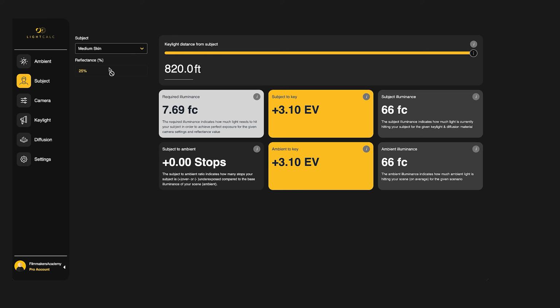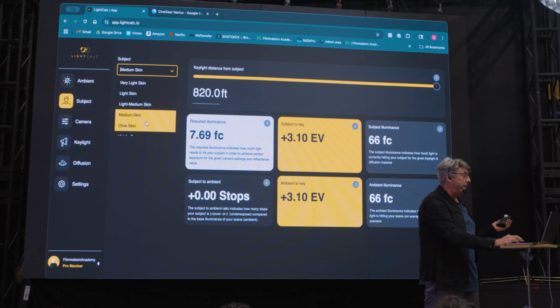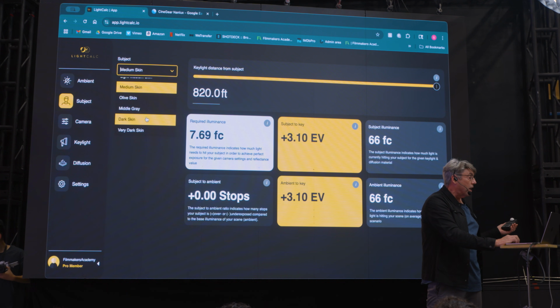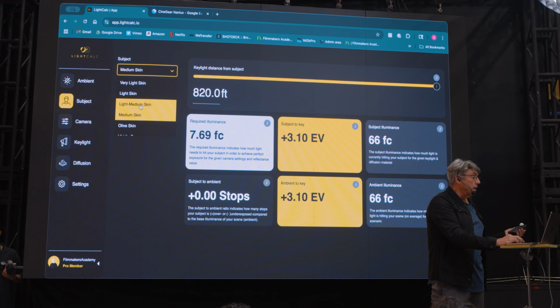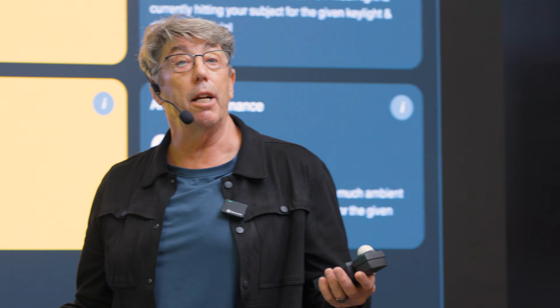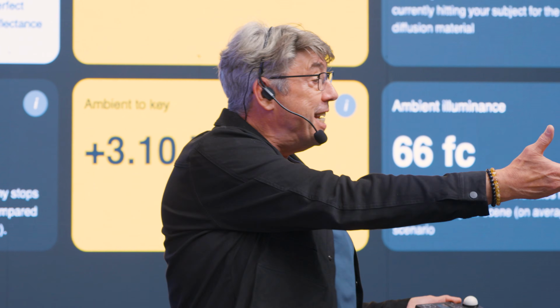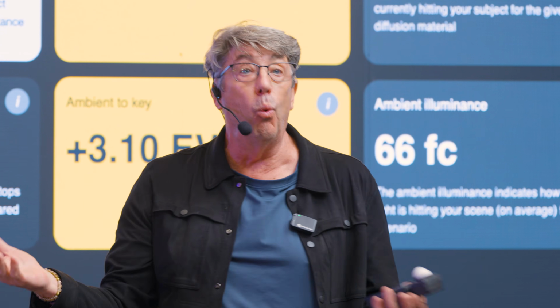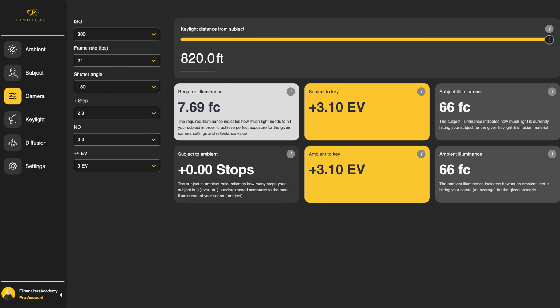So now I'm going to go to my subject. I kind of have medium skin tone. He's got all these different skin tones: very light skin tone, light medium, medium skin, olive skin, middle gray, dark skin, very dark skin. I'll go medium skin tone. Now you can go into your camera settings, kind of like what I was talking about, how Mick G called that audible with 120 frames per second. Well, you can dial that in right now, too, and you would know what light you need to use, right? It can factor all that into the equation. But we'll stay at 24 frames, a 180-degree shutter, 800 ISO.